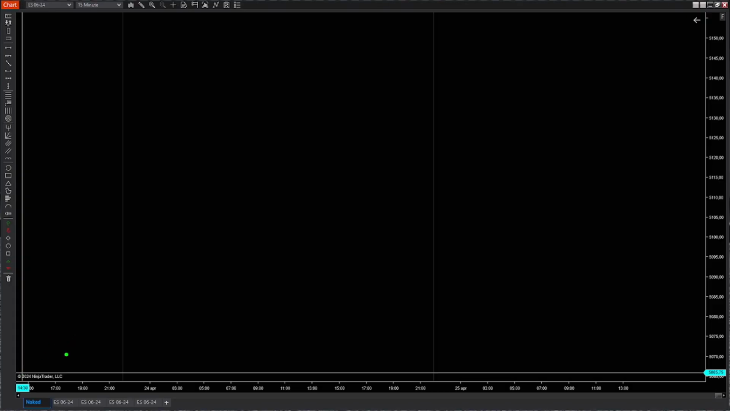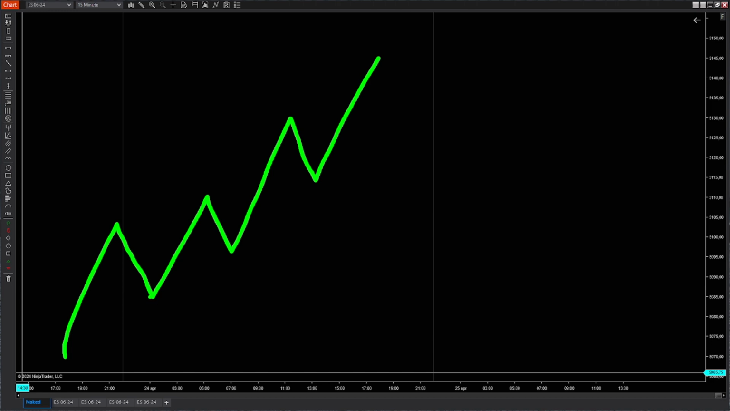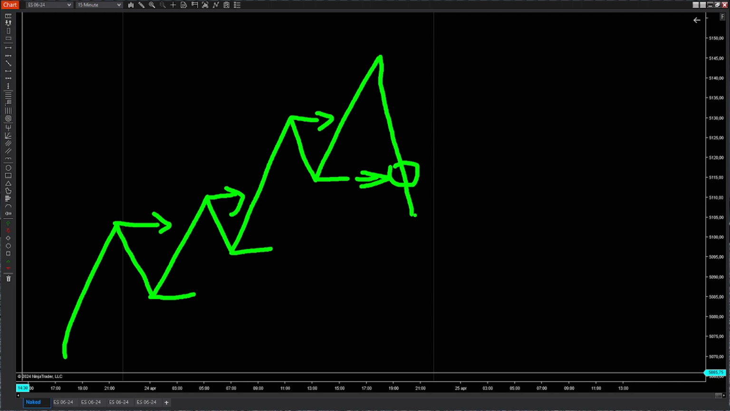Okay guys, so let's talk a little about market structure. Imagine we have an uptrend, where the market is making higher lows and higher highs, and it's taking these higher highs out. We can talk about an uptrend. Now, the moment the market takes out the higher lows, right here, we can anticipate a market structure shift.